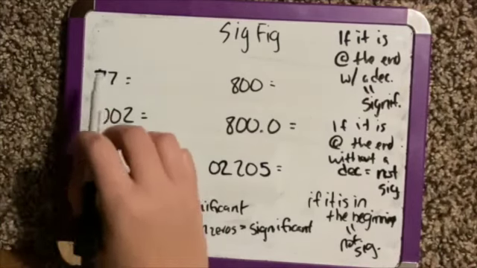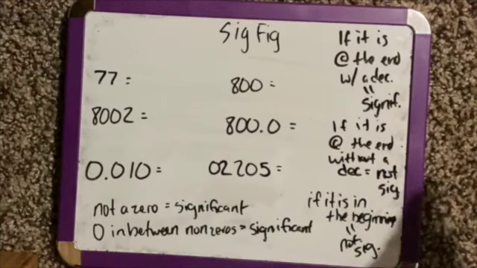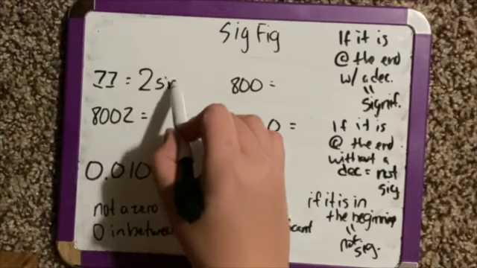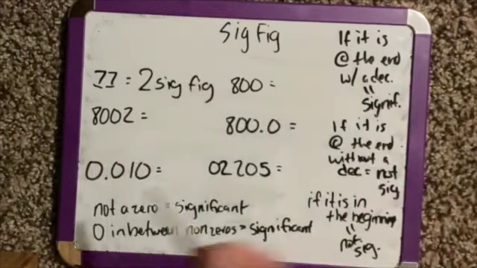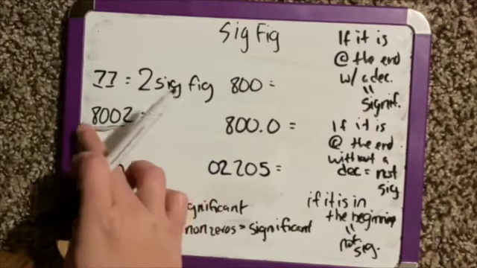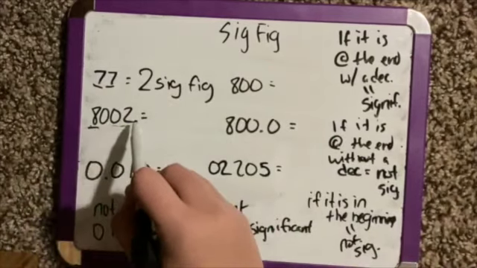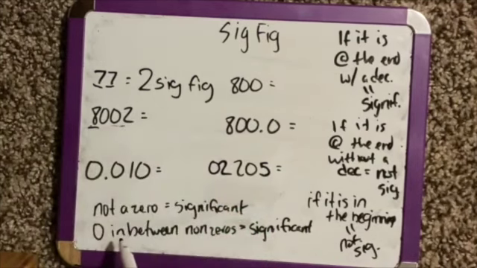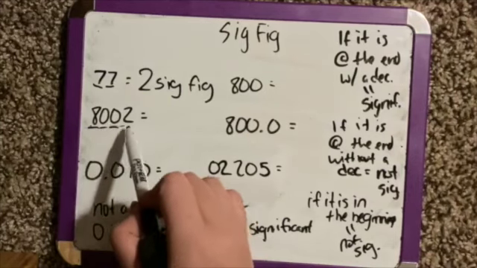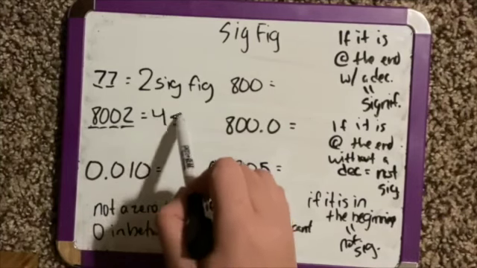All right, so number 1 over here, I have 77. Well, 7 is not a 0, so they would both be significant. So you have 1, 2 significant figures. So your answer for that would be 2 sig figs. The next one we have 8002. So 8 is not a 0, so it is significant. These zeros are in between a 2 and an 8. And right here, zeros in between non-zeros are significant. So you will need to count those as significant. And of course, 2 is also significant. So for 8002, you would have 4 sig figs.